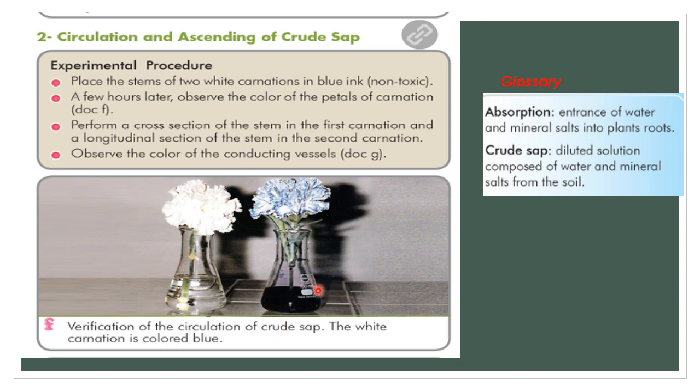the solution found here is absorbed by the plants and it reaches the petals. So we have absorption here, and it is in ascending order. They are going upward from the stem to the petal.